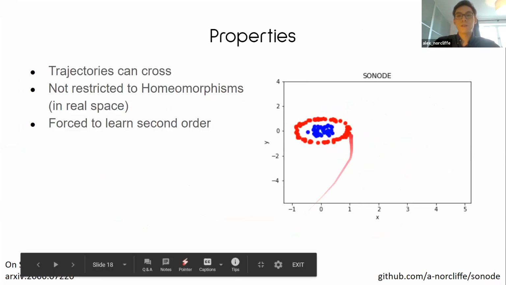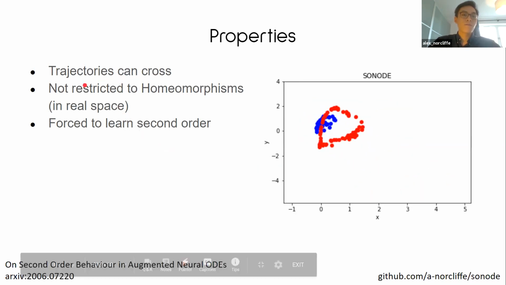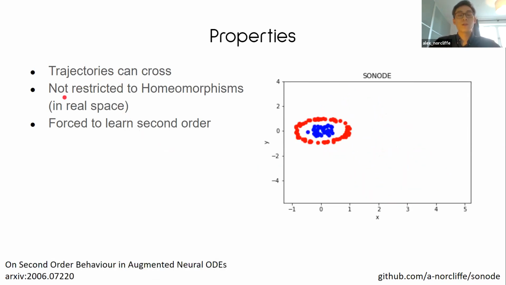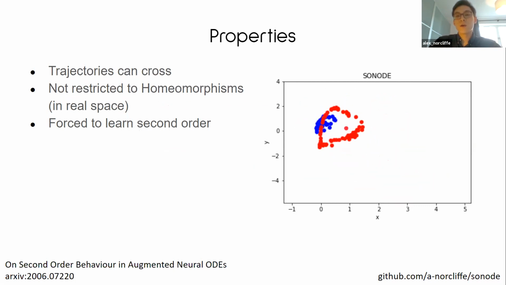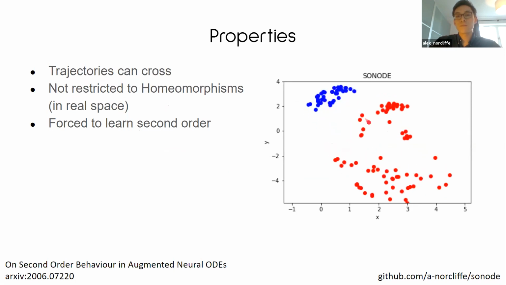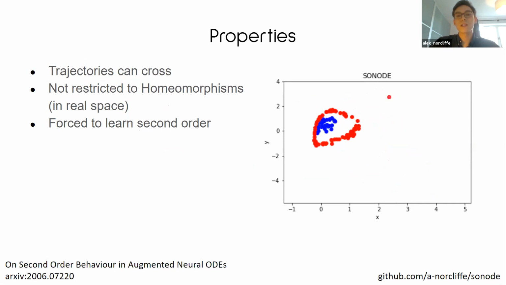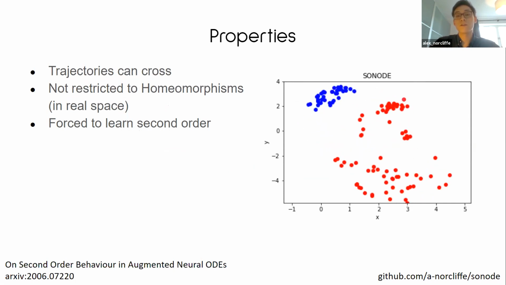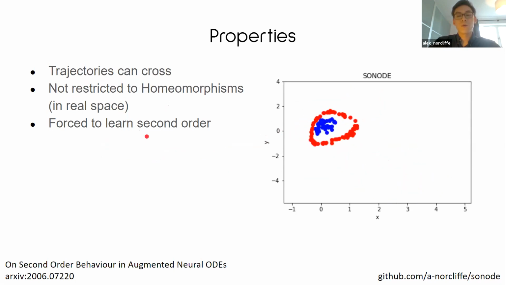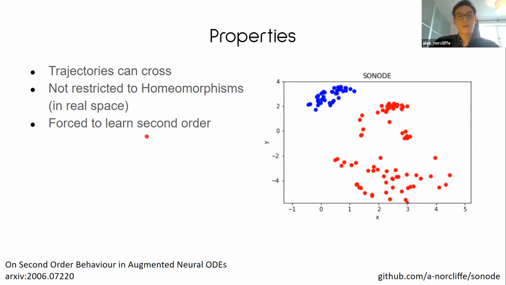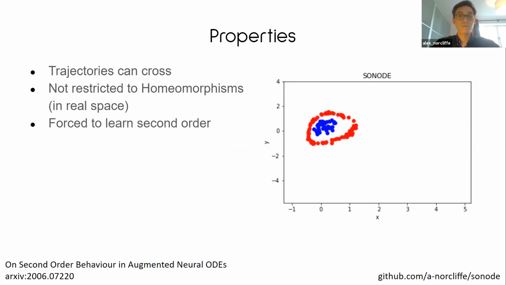And what are the properties of these second order ODEs? So the transformations are not restricted to homeomorphisms. So actually, we look at the blue points and the red points, and they can just pass straight through each other. So you can draw a line through those and classify them correctly, very easily. And also it's forced to learn second order, which whilst it's constraining the dynamics, it's constraining it to something that's very common in physics and in other subjects.